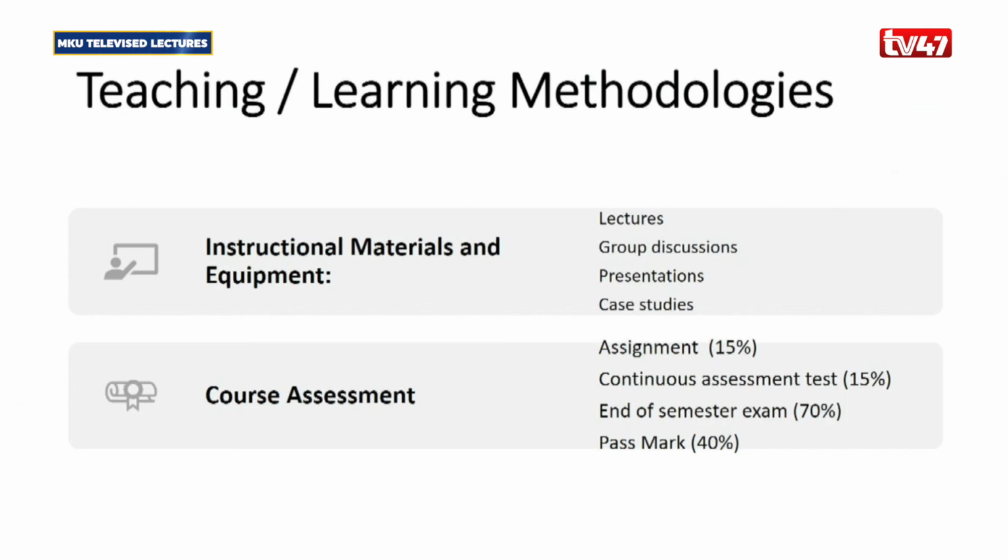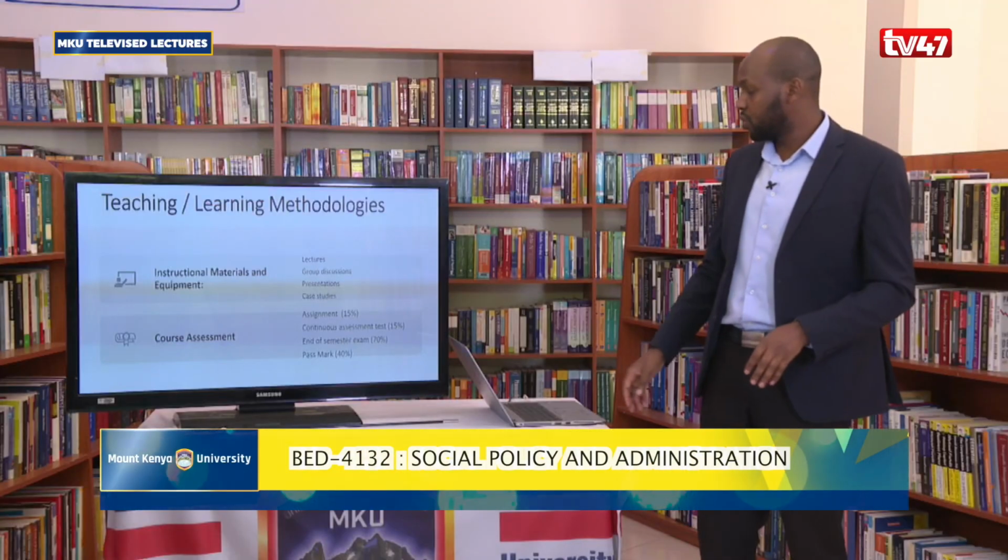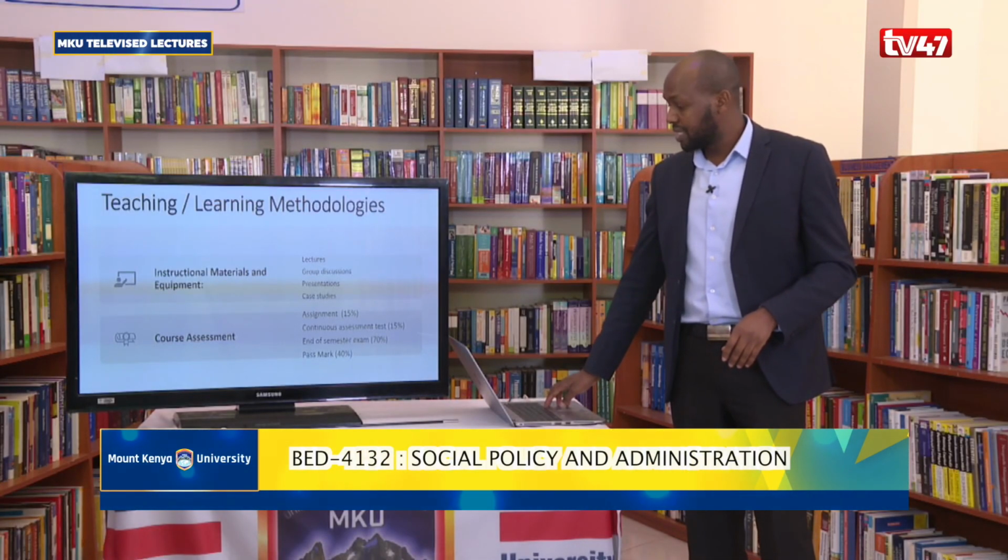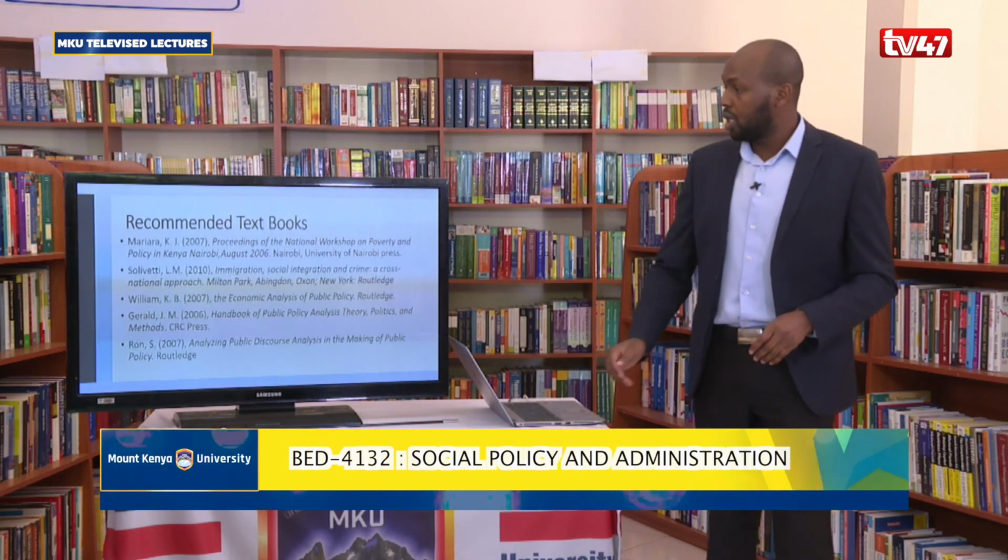Then we will also be looking at the assessment for this unit. The assessment will include the assignment. You'll be given an assignment to carry out, and then you will also have a continuous assessment test. Both the assignment and the continuous assessment test will earn you 30% of the marks, and then you will also have a final exam, or end of semester exam, which gives you 70%. The pass mark for this unit is 40%, but you should always aim to score higher.